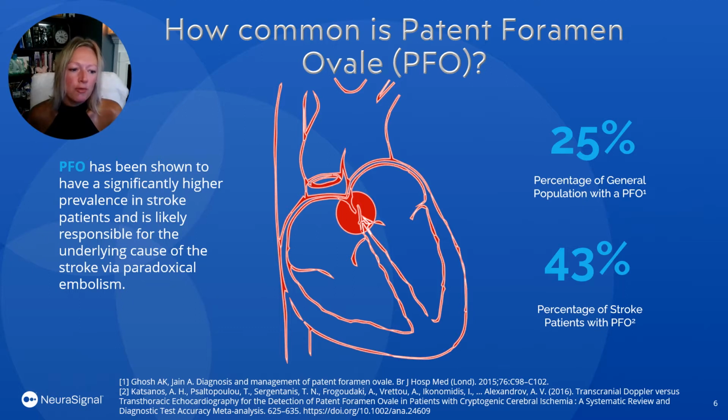With PFO, the underlying cause of stroke is the paradoxical embolism. 25% of the general population will have a PFO, so that is a high percent. Of the patients that present with cryptogenic stroke, 43% of them will have a PFO.